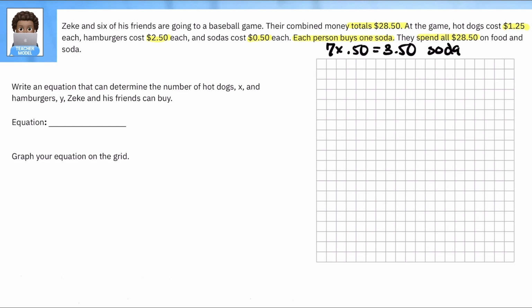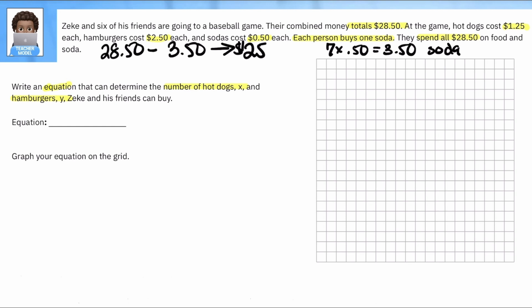So our first question is we need to write an equation to determine the number of hot dogs, x, and hamburgers, y, Zeke and his friends can buy. So we know that they're going to spend all $28.50, and I want to figure out how many hot dogs and hamburgers, but I need to deal with the soda part. So I'm going to take the $28.50 and subtract the $3.50. And I have $25 left. Let's write out this equation.